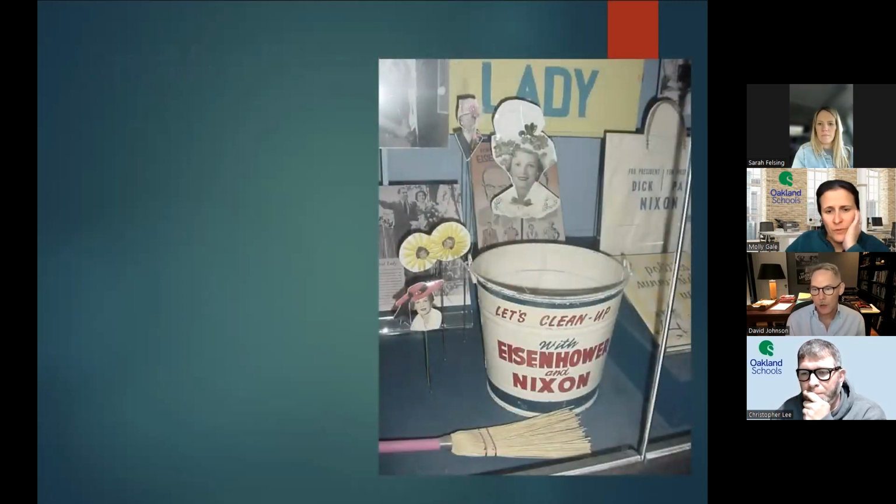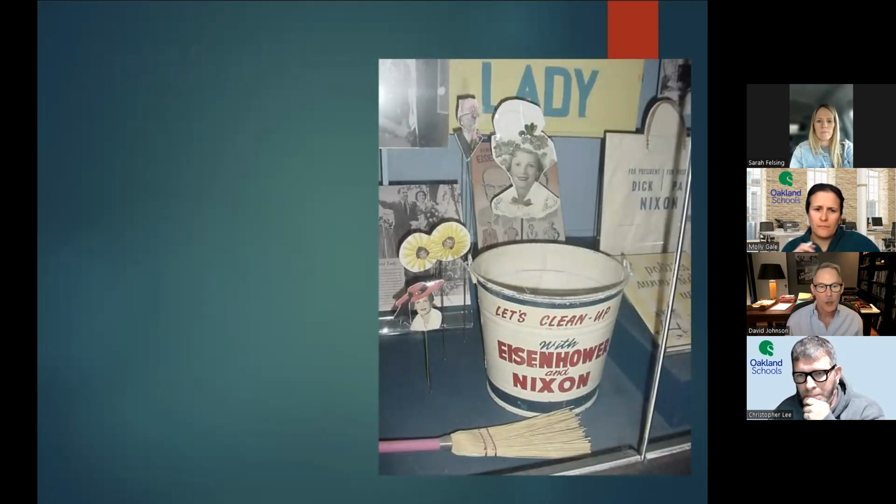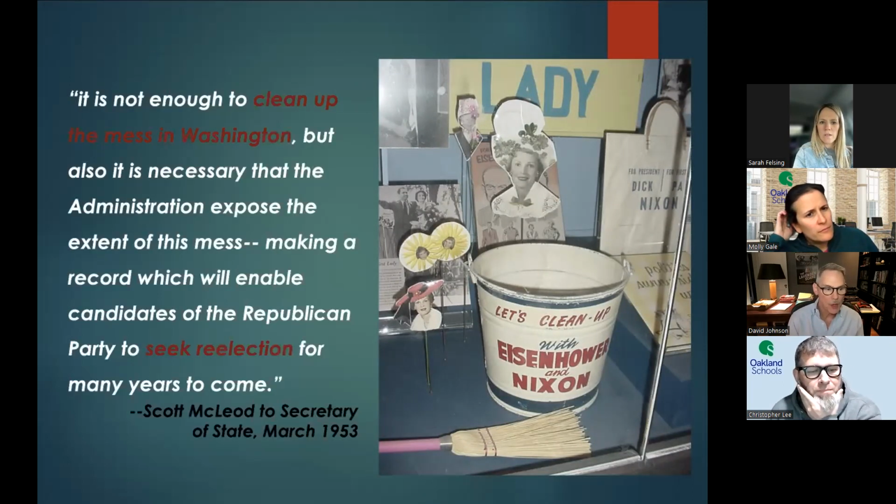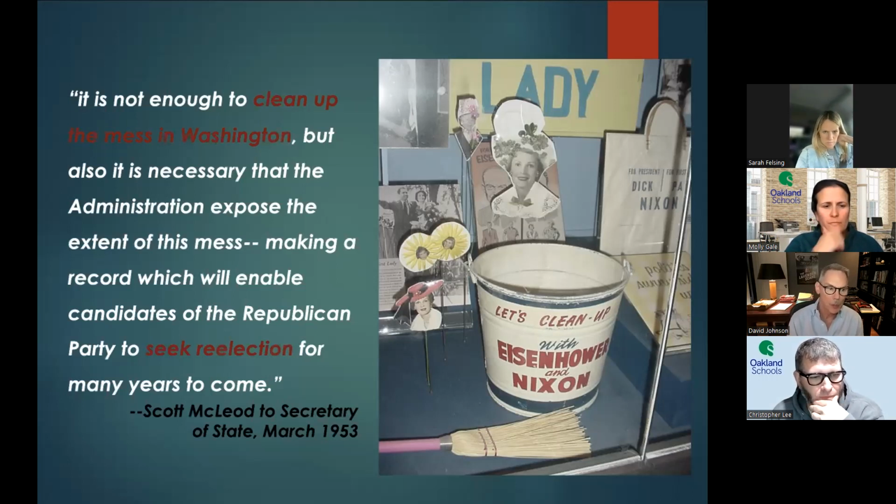We don't know whether Eisenhower, in fact, believed that this was a necessary measure for national security, but certainly his aides realized that this slogan, "Let's clean house," and this rhetoric about getting rid of security risks helped the Republican Party. I received a letter from a Freedom of Information Act request that I made. They sometimes take years. This one took several years. It came to me after I finished the book, and it was from the head of security of the State Department to the Secretary of State, where he told the secretary that it is not enough to clean up the mess in Washington, but also it is necessary that the administration expose the extent of this mess, making a record which will enable candidates of the Republican Party to seek re-election for many years to come.